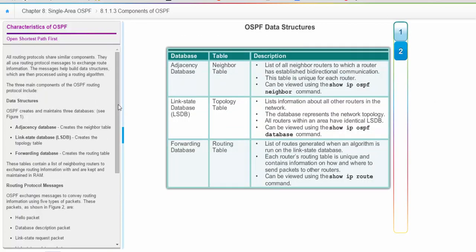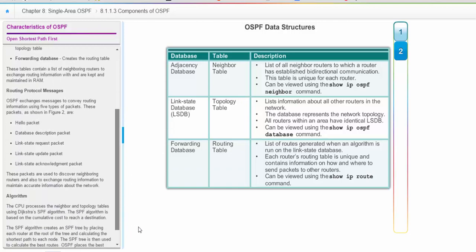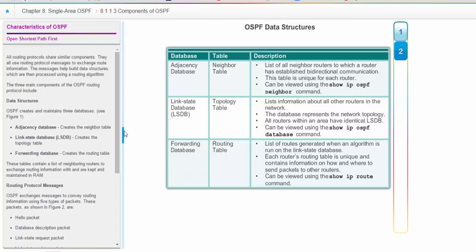There are three main components of OSPF routing protocols. They include data structures, routing protocol messages, and algorithms. With your data structure, it creates and maintains three databases. You have your adjacency database, you have your link state database, and your forwarding database. The adjacency database is your neighbor table. And you can do show ip ospf neighbor. It's going to show who your neighbors are.